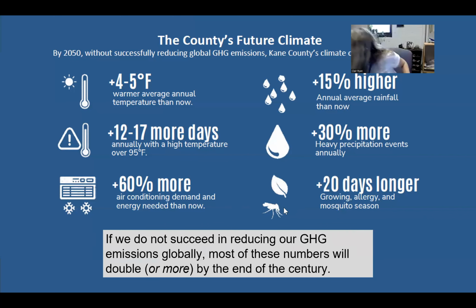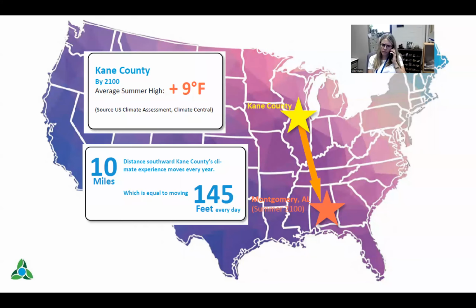If we do not reduce our greenhouse gas emissions globally, as well as here within the region, we can anticipate most of these numbers will double or more by the end of the century, and the trends that they represent will all continue. So that means that by the end of the century, we could be experiencing an increase of at least 9 degrees Fahrenheit average temperature. That means that summers in Kane County could feel similar to Montgomery, Alabama. That's similar to picking up the county and moving it south about 10 miles every year, or about 145 feet every day between now and the end of the century.